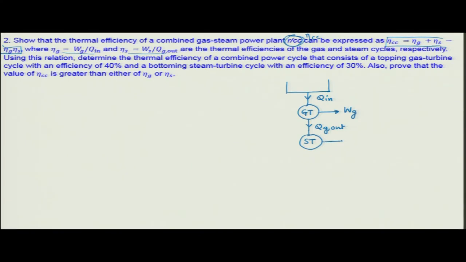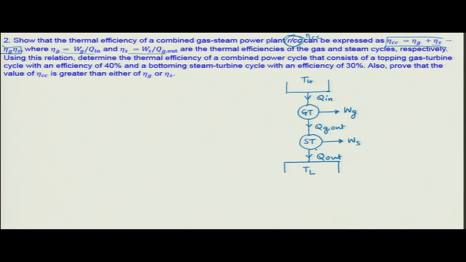Right. And then it is producing some amount of work output, that is WS. Okay. And it is rejecting some amount of heat to the ambient, or the lower temperature reservoir. Okay. So this is a high temperature reservoir and this is a low temperature reservoir. So from the high temperature reservoir the Q in is going to the gas turbine, and then from the steam turbine you are rejecting heat to the ambient or the low temperature reservoir. Okay. So that is the schematic of this combined cycle operation. So in a combined cycle you can either have a combination of gas turbine and steam turbine, or you can also have two steam turbines in tandem. Okay. So this is the combined cycle operation.